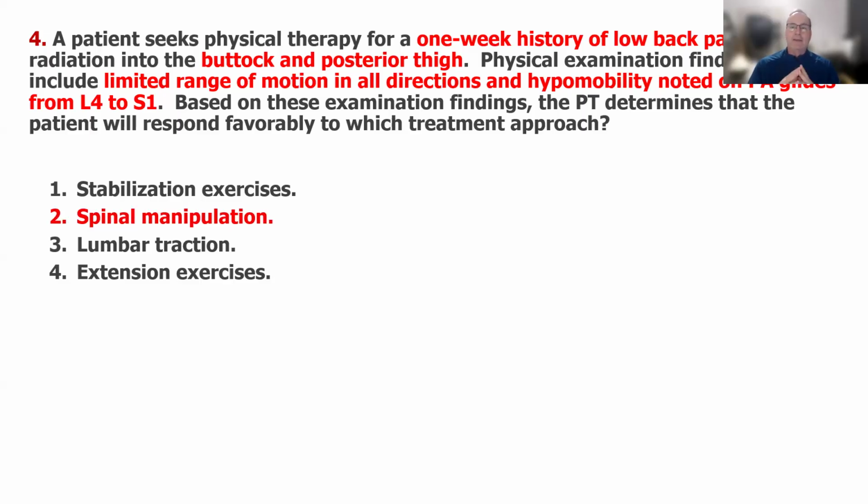And so, spinal manipulation: they're stiff, they've got limited motion. Let's go ahead and move them. With stabilization exercises, we would have expected to see something that makes us think about instability or maybe a positive PIT, prone instability test or something along those lines. Again, lumbar traction, we would have expected to see some clear signs of nerve root impingement or maybe a positive straight leg raise, positive crossed straight leg raise.